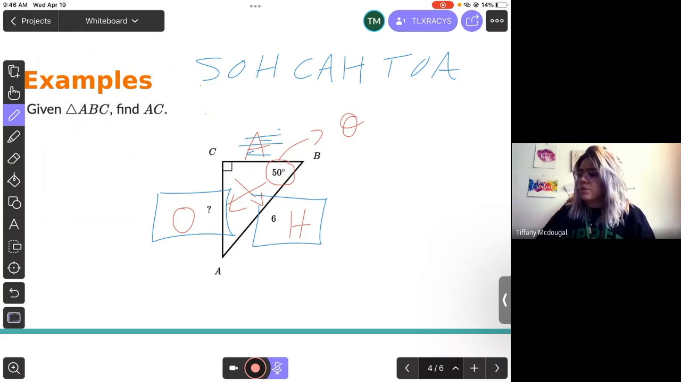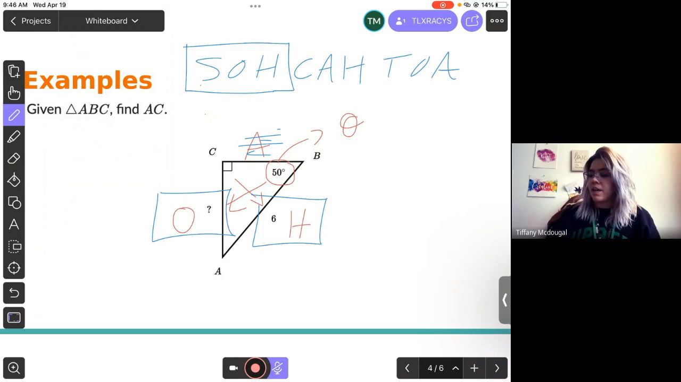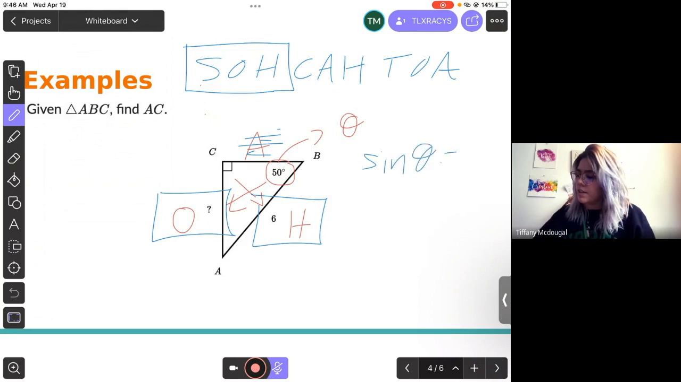So going into SOHCAHTOA, I'm asking myself, what part of SOHCAHTOA has both an O and an H? And we can see right here that is sine. Cosine has A and H, which again, I don't need the A side, and TOA has O and A, and I don't need the A again, so none of those work. So I'm going to use my sine ratio. So in order to use my sine ratio, I'm going to say sine theta is equal to O over H.